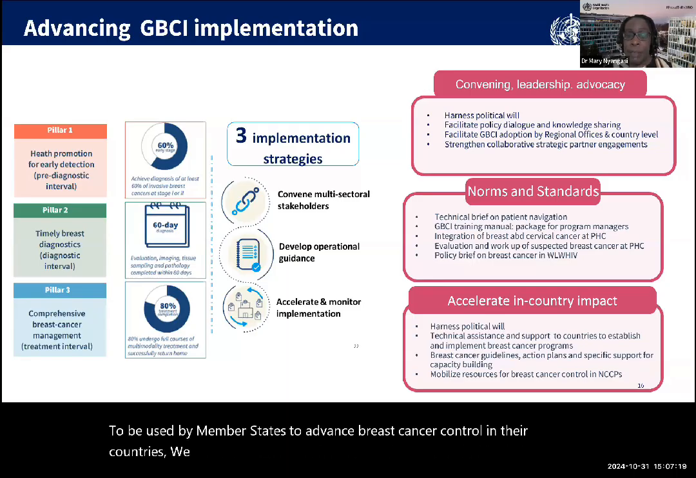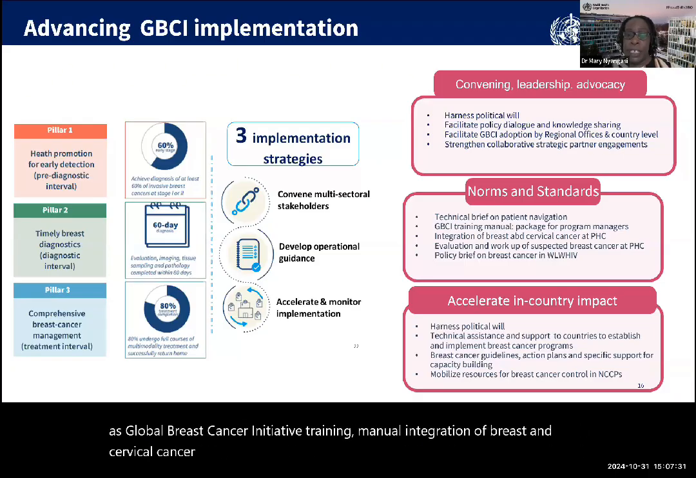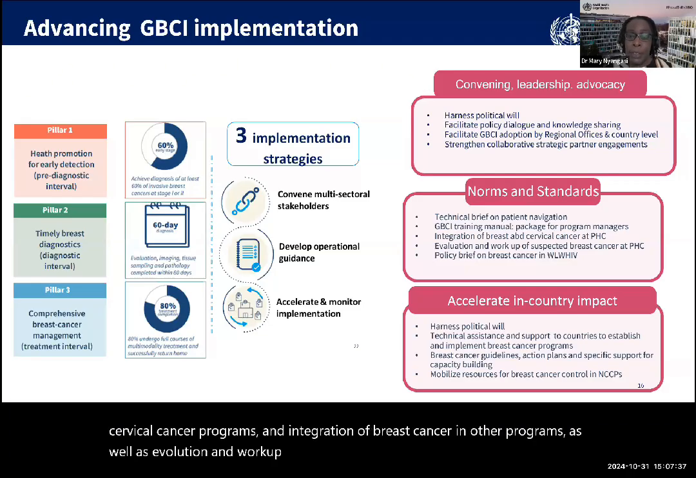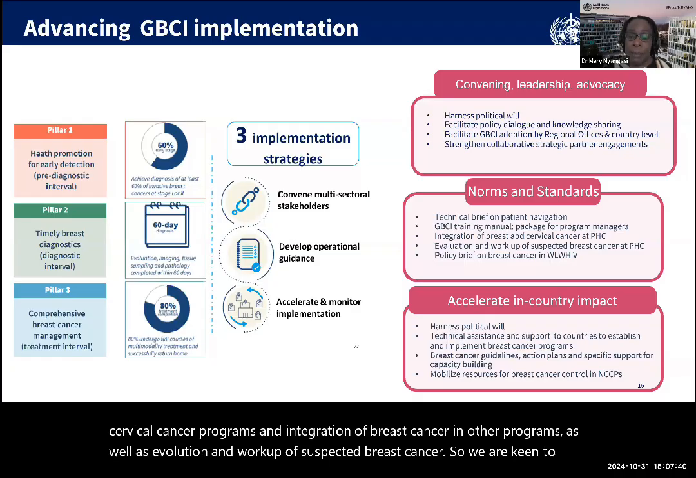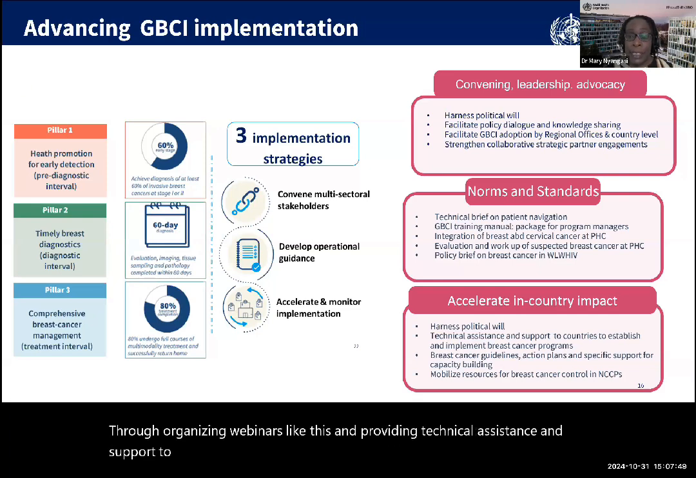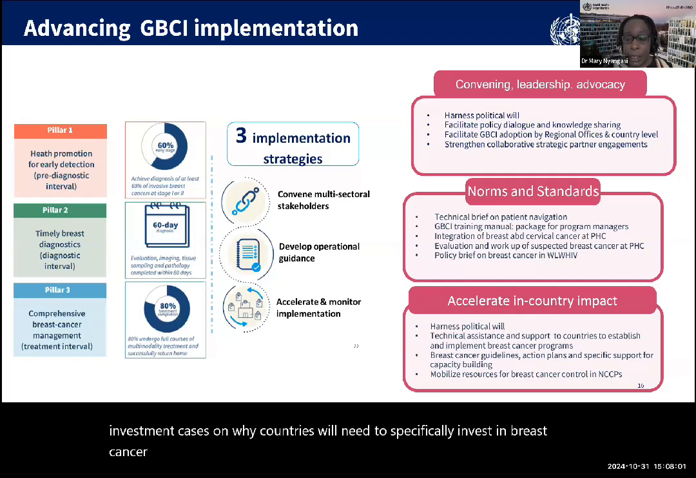We are working on several other packages and technical products, such as the Global Breast Cancer Initiative Training Manual, integration of breast and cervical cancer programs, and integration of breast cancer in other programs, as well as evaluation and workup of suspected breast cancer. So we are keen to drive in-country implementation through organizing webinars like this and providing technical assistance and support to develop guidelines for breast cancer as and when required, and even investment cases on why countries will need to specifically invest in breast cancer within their contexts.